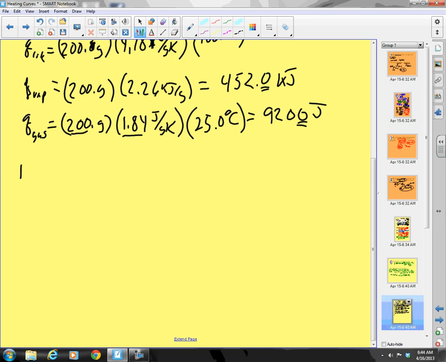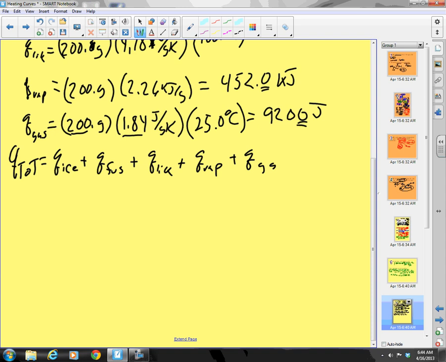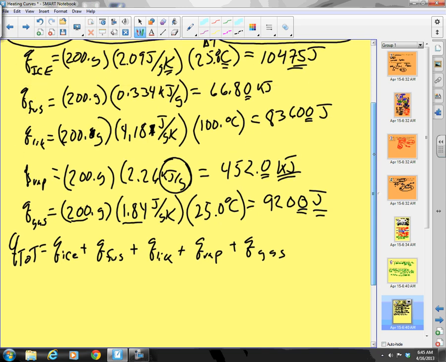Well, then my total Q is equal to Q ice plus Q fusion plus Q liquid plus Q vaporization plus Q gas. So we just start adding these all together. But one danger here. Look at that guy is a joule, and that guy is a kilojoule. Sometimes you're going to get your delta H's in kilojoules, and that means you're going to have to convert those kilojoules to joules or vice versa. So let's do that, and we'll be careful as we add this.